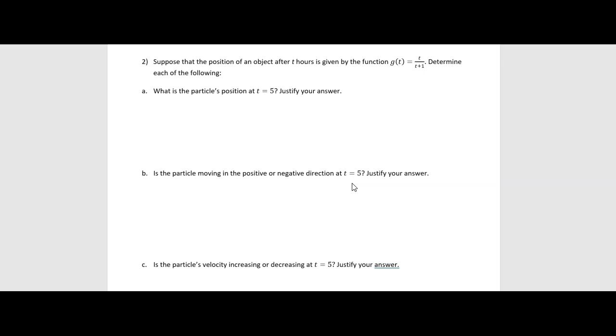Justify your answer. Well, we're given the position function, that is our g of t. So all we should do is substitute in 5 for t. So g of 5 is equal to 5 over 5 plus 1, which gives us 5 over 6. And it doesn't give us units here. It doesn't tell us meters or centimeters or miles, etc. So we do not have to include units with our answer. And this work would count for our justification, because we've shown what we're doing. We've shown that g of 5 is equal to 5 sixths.